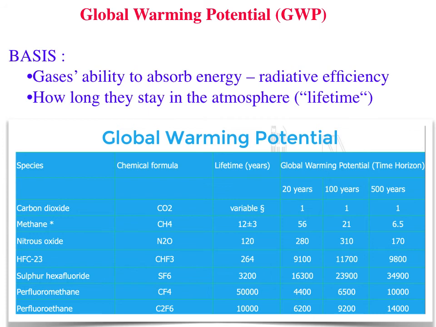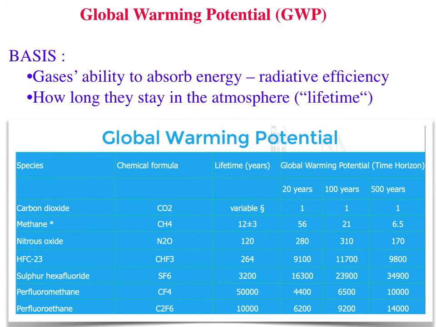Now you see how much time is required per half-life period: in 20 years, this much, and in 100 years and 500 years. Even after 500 years, so much will still be in the atmosphere. So this is how you quantify the potential of all the different greenhouse gases.